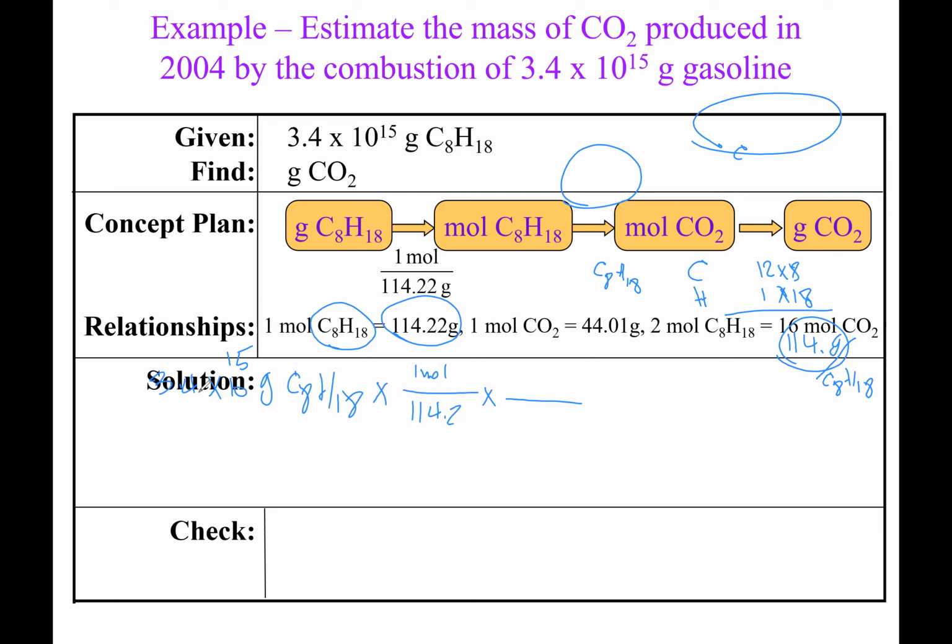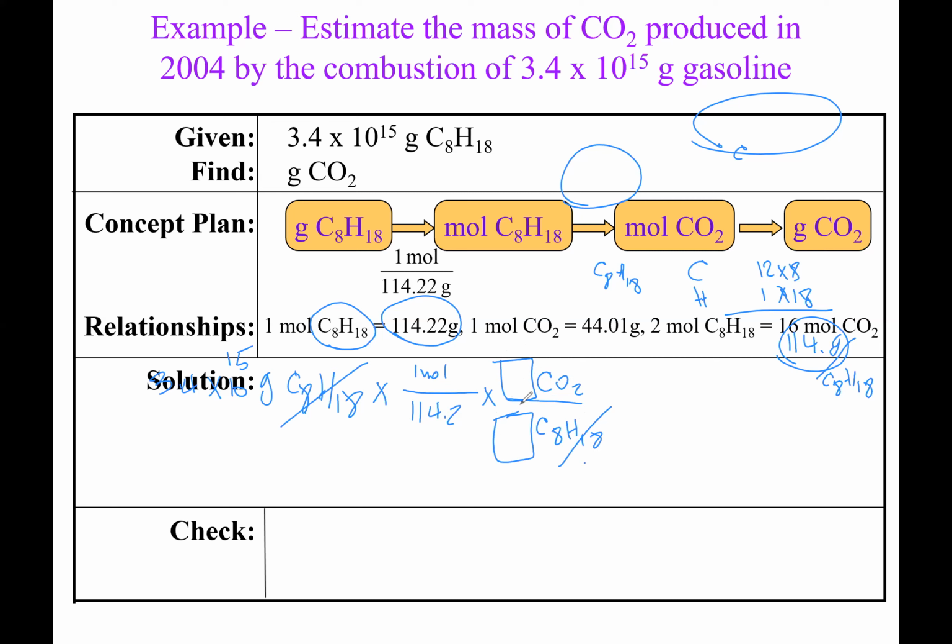So you convert the mass of C8H18 to moles of C8H18. Next step, you want the moles of CO2. In order to find the moles of product, or whatever you are looking for, we need a ratio, and that ratio comes from the balanced equation. We know that this is given and we want to cancel it, so it has to go to the denominator, and CO2 is what we are looking for, so it stays on top.